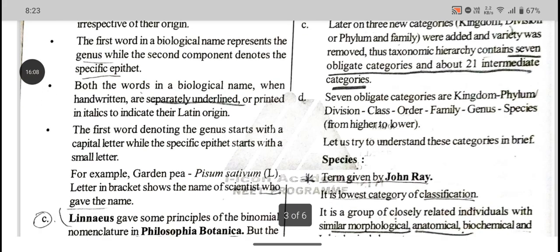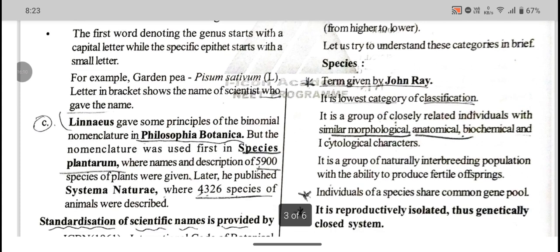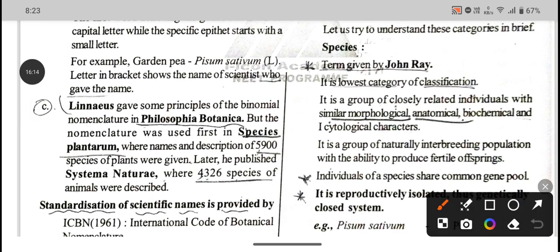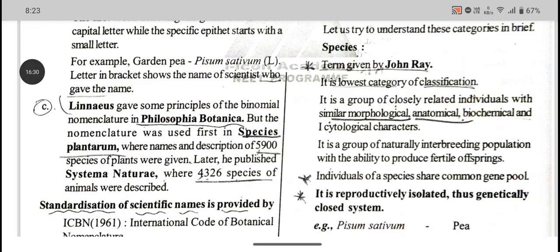For example, take the garden pea, which is the common or vernacular name. The scientific name is Pisum sativum. Pisum is the genus and sativum is the species. As you can see, the genus starts with a capital letter and the species with a small letter. In brackets, the L represents the name of the scientist who gave the name.